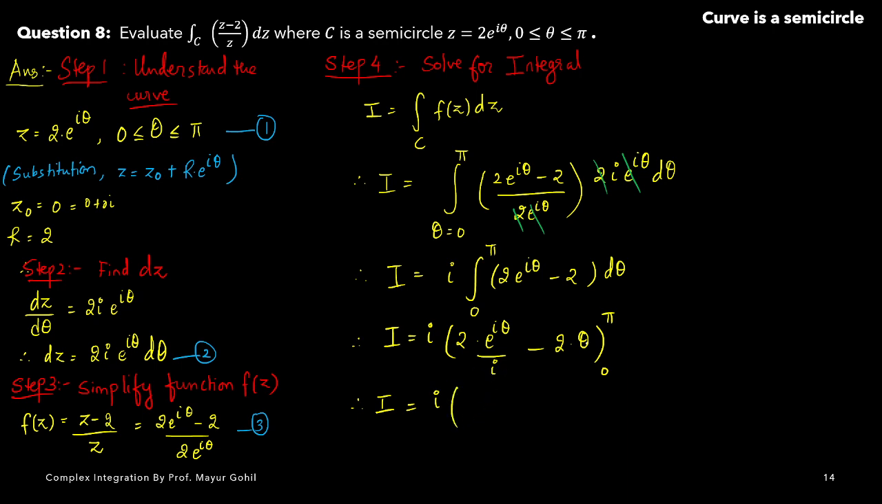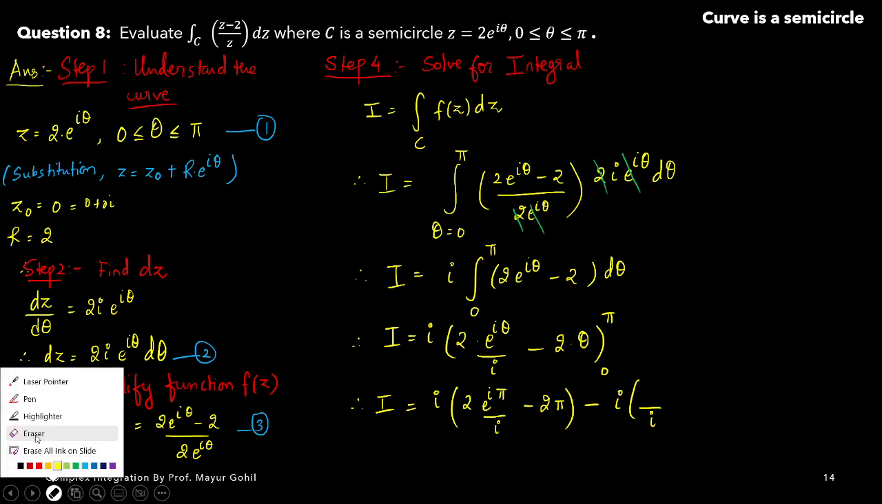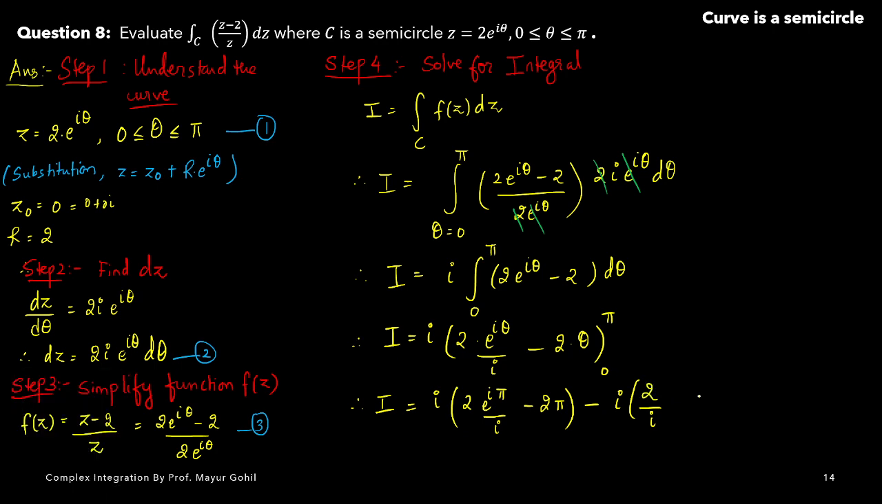Here you will get 2e^(iπ) divided by i, minus 2π, minus i times 0. Now when you substitute 0 here, you get 2 upon i, minus 0, because 2 into 0 gives you 0.